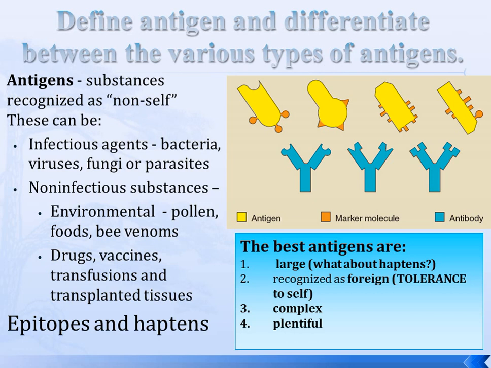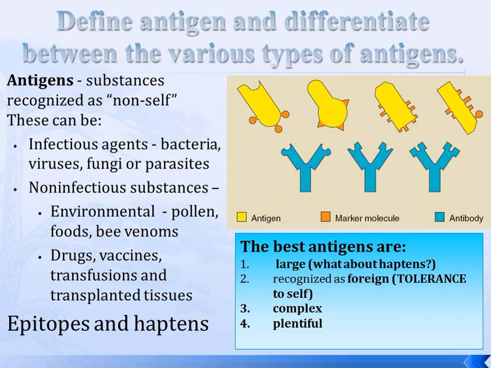And then epitopes and haptens. Haptens are actually the smallest type of an antigen. They're the absolute smallest. Haptens are actually too small to be recognized. So in this situation, if this is my antigen circle, the haptens might be just one slice of that product. It's not big enough to be recognized by itself. It has to contribute to this shape to actually be recognized.